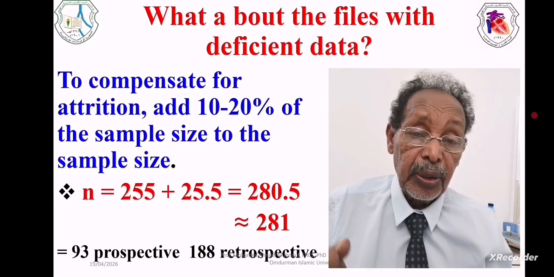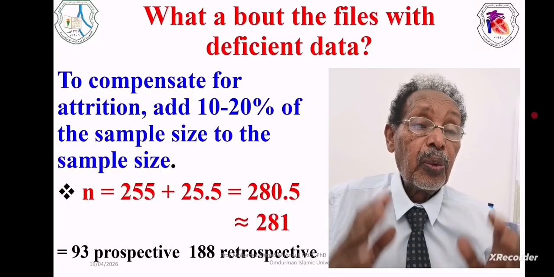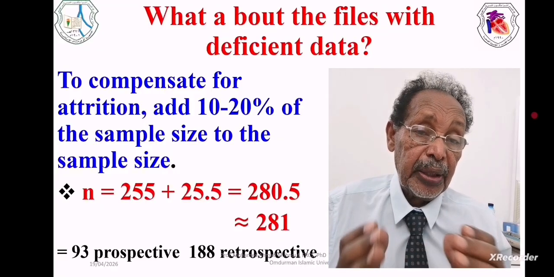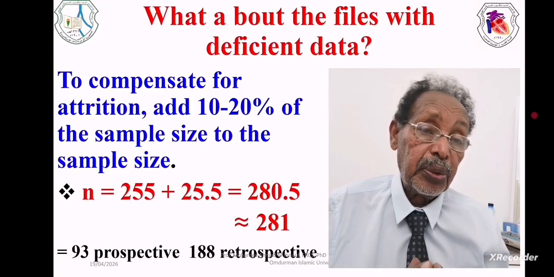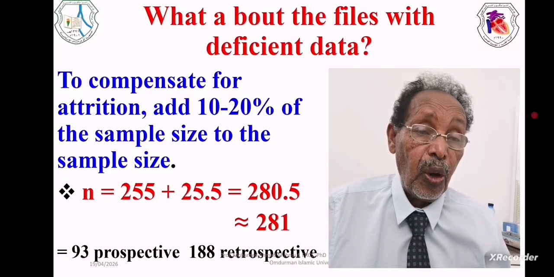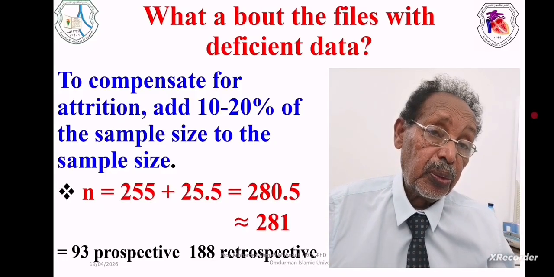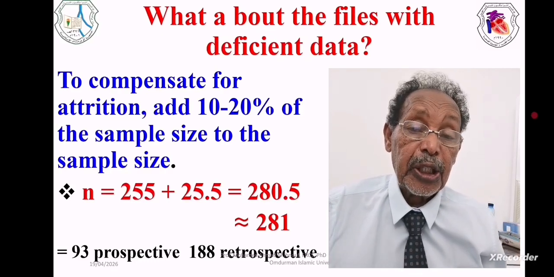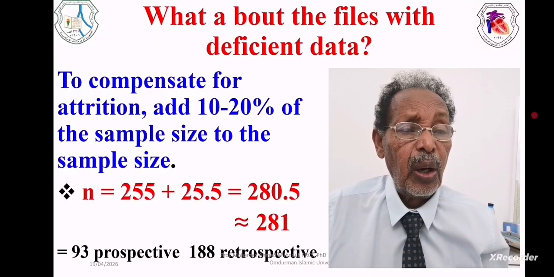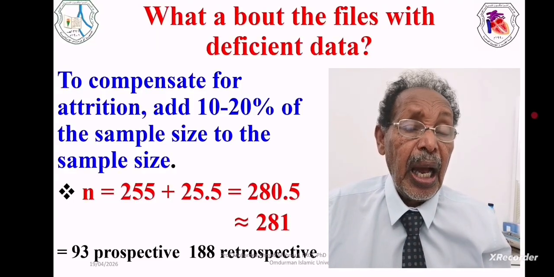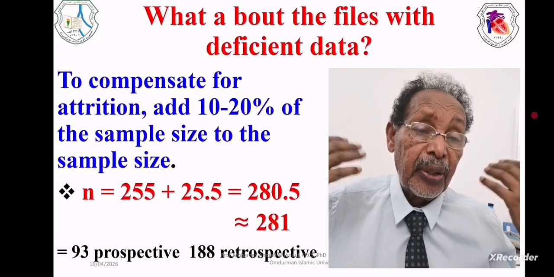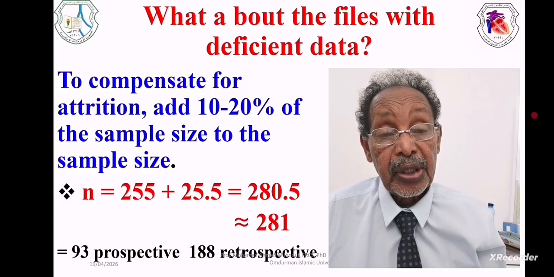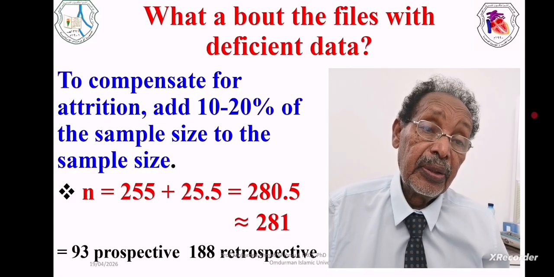The fractionation into prospective and retrospective could be with a ratio of 1 to 1, so 281 can be divided into 2 for each limb. Or the fractionation can be 1 to 2. So we can study prospective patients, only 93 patients, and we study the files of a retrospective study of 188. So this is quite a simple study, isn't it?